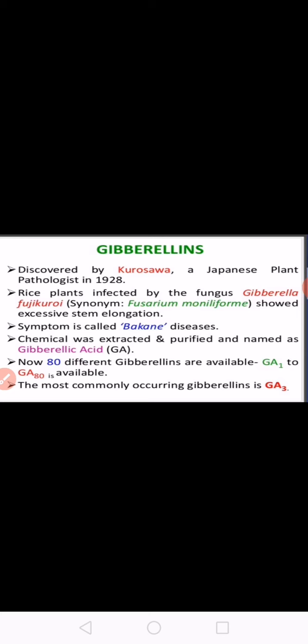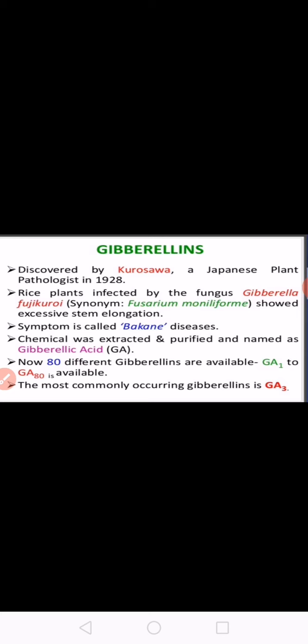The second growth promoting hormone is gibberellins. It was discovered by Kurosawa, a Japanese plant pathologist, and was extracted from the fungus Gibberella fujikuroi. Now, about 80 different gibberellins are available, which are named GA1 to GA80, where GA means gibberellic acid, and the most commonly occurring gibberellin is GA3.